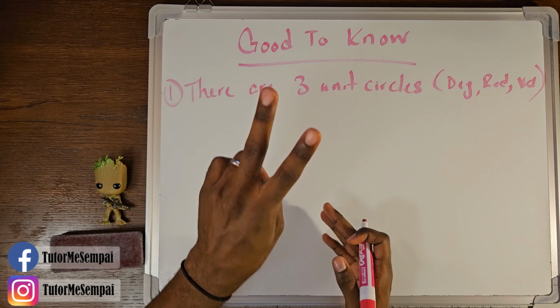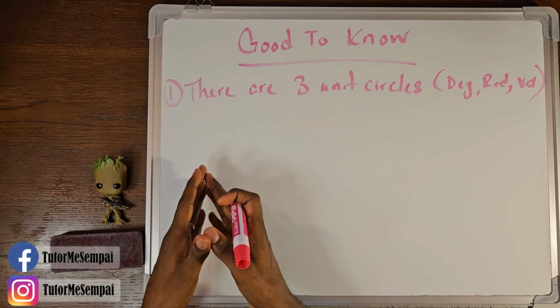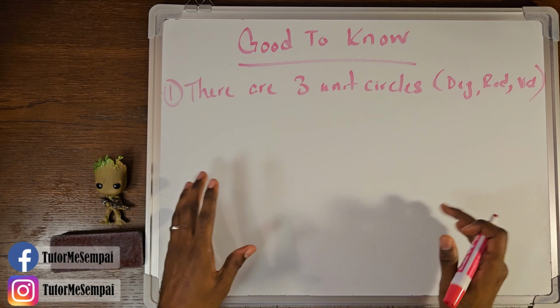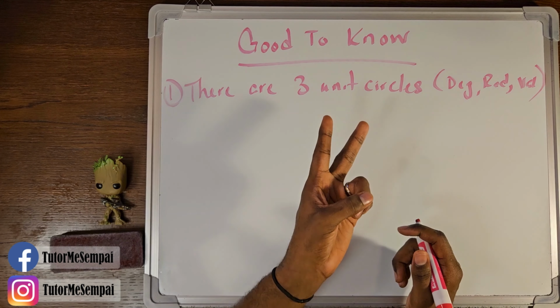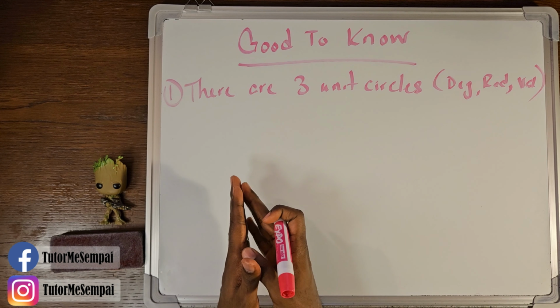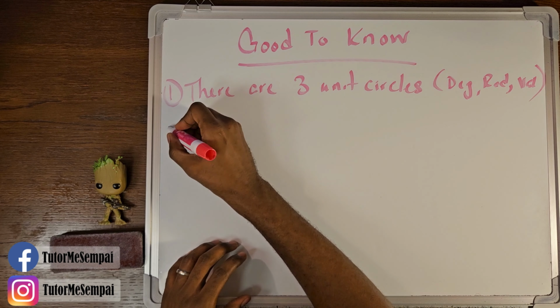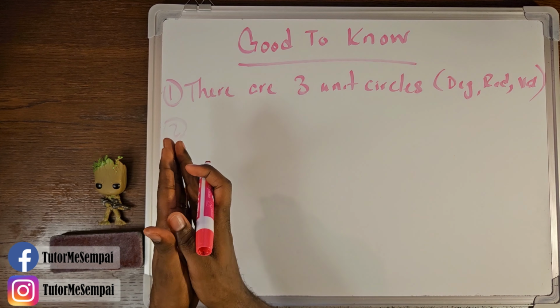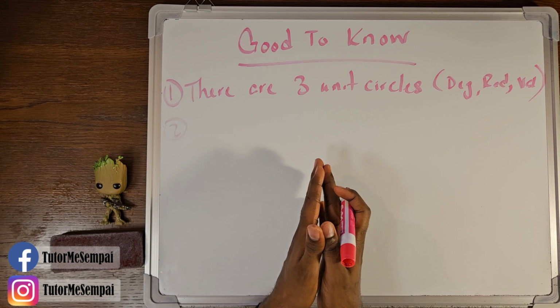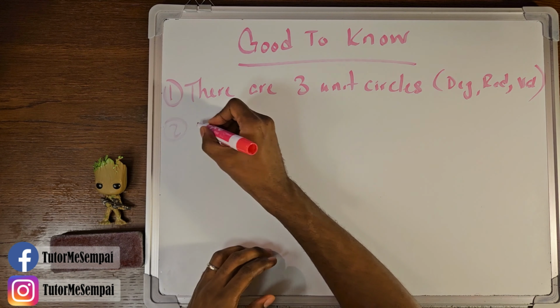And this leads us to our second good to know point. Whenever you're evaluating your trig function anywhere on the degree unit circle or the radian unit circle, the result is going to lie somewhere on the value unit circle. So evaluating on the degree or radian unit circle gives you something on the value unit circle.